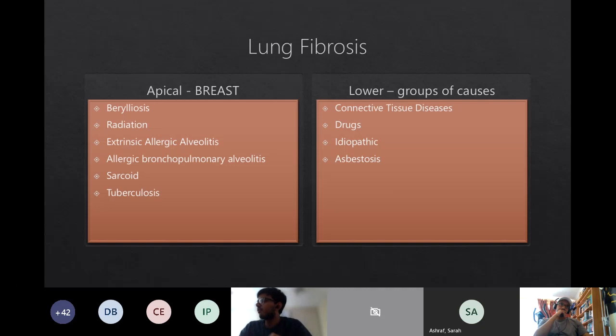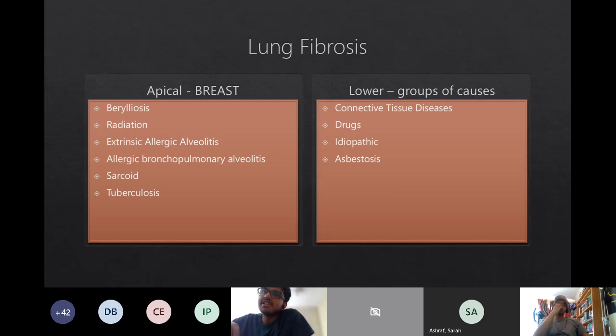Okay. What other groups? There's one other big group of diseases that causes lower lung fibrosis. Yeah, so it's all of the connective tissue diseases. Mm-hmm. So rheumatoid arthritis and sarcoid. So yeah, rheumatoid arthritis, lupus, vasculitis, all of those can cause lower lung fibrosis.